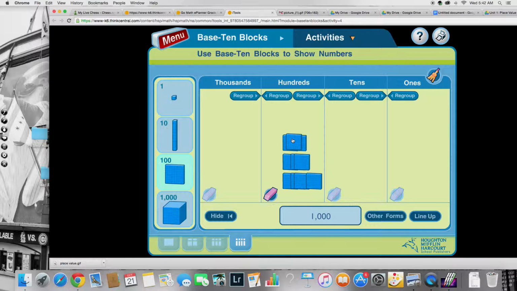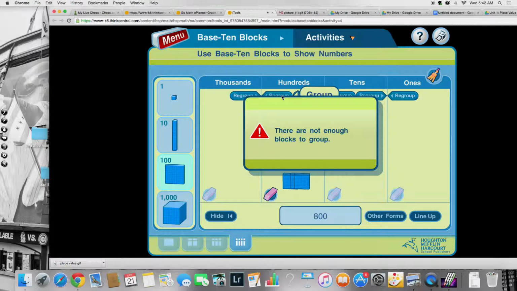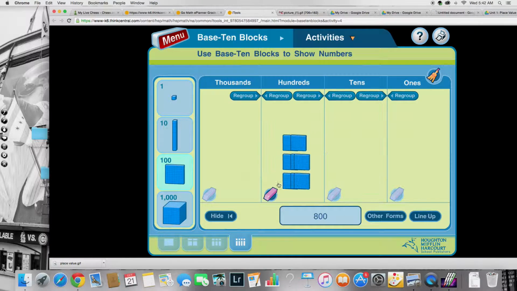Now, if I don't have 10, which I just erased some there, I can't regroup them. I have to have 10 in there to be able to make 1,000.